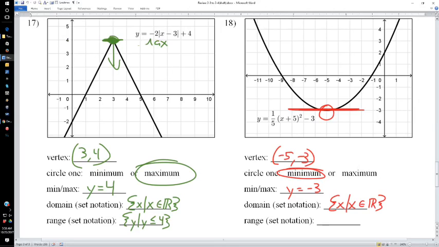Okay? And your range, again, we'll start with y. Now, just like the other one, you have to start with your extrema. Start with where your border is. Everything is above this, so we're going to use the greater than sign. Everything is greater than that point at -3. So y is greater than or equal to -3. Cool? That's what's going on. Let's go to the next one.